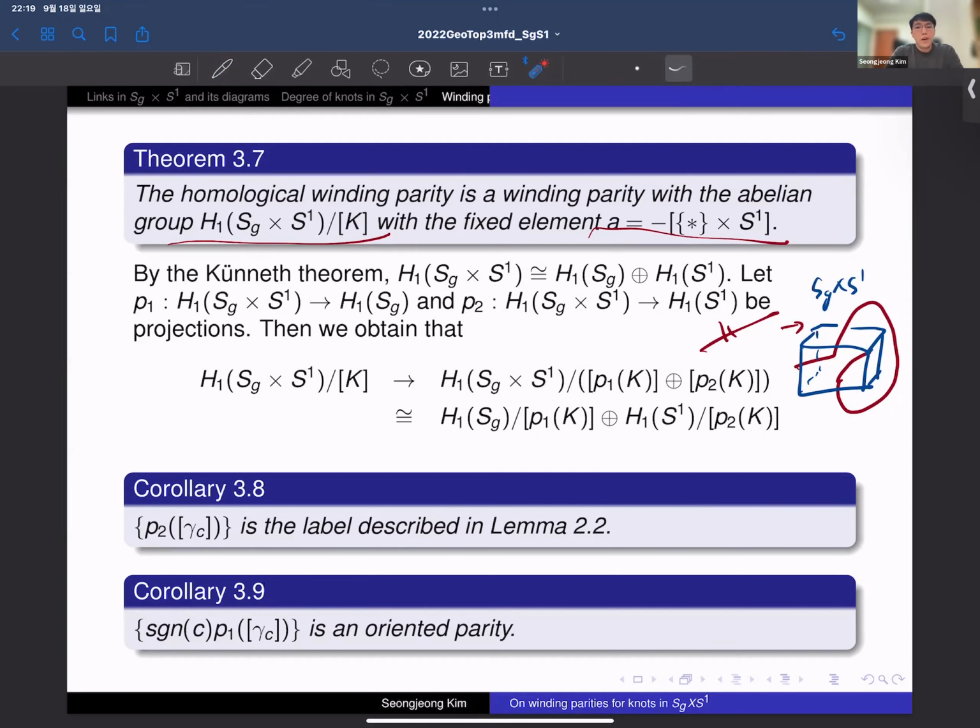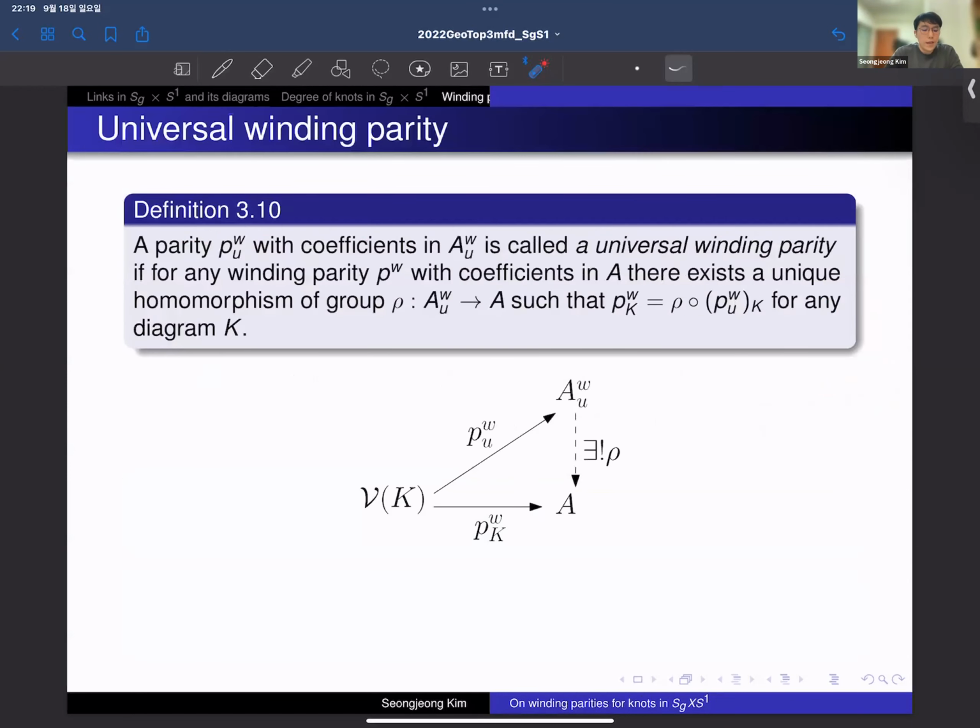So our last question for this topic was this one. Does there exist a universal object for winding parity? Here, universal winding parity means the winding parity P_UW valued in A_UW, such that for any winding parity, there exists a group homomorphism which makes this diagram commute.